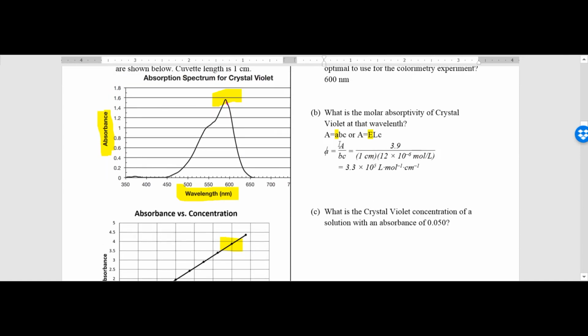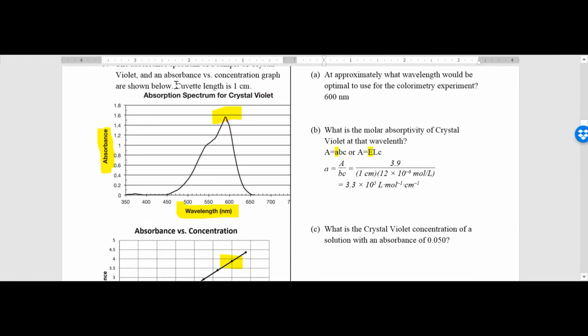So A was my absorbance right here, and I chose on the graph to use 3.9 for that. B was the path length of the cuvette, and they told us that the cuvette is 1 centimeter. So I'm plugging in 1 centimeter right there.